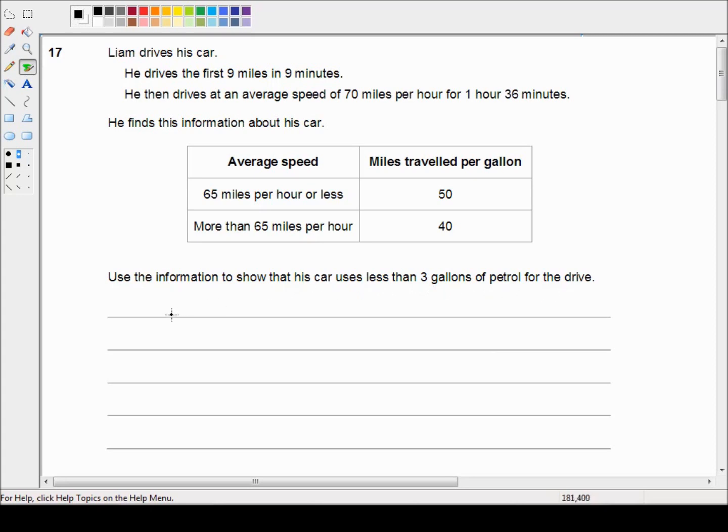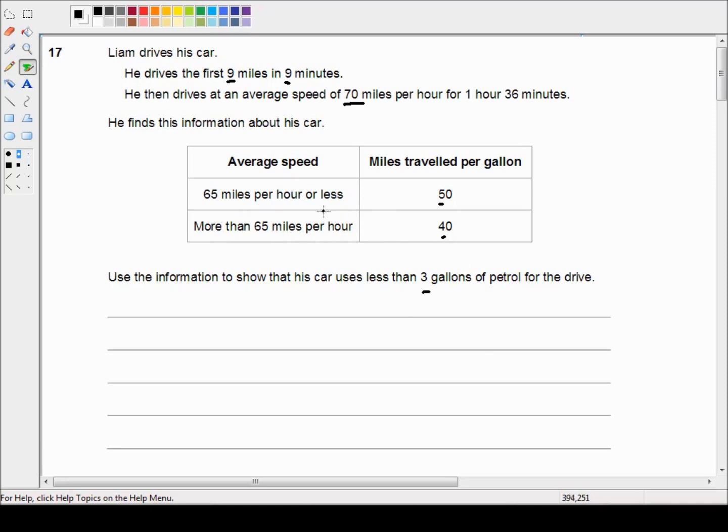Now, if we answer the way the marking scheme suggests we answer it, we're going to come up with 2.98 gallons being the maximum amount. And my concern is that the information we're given is accurate to one significant figure. So we're looking at an accuracy of one significant figure.